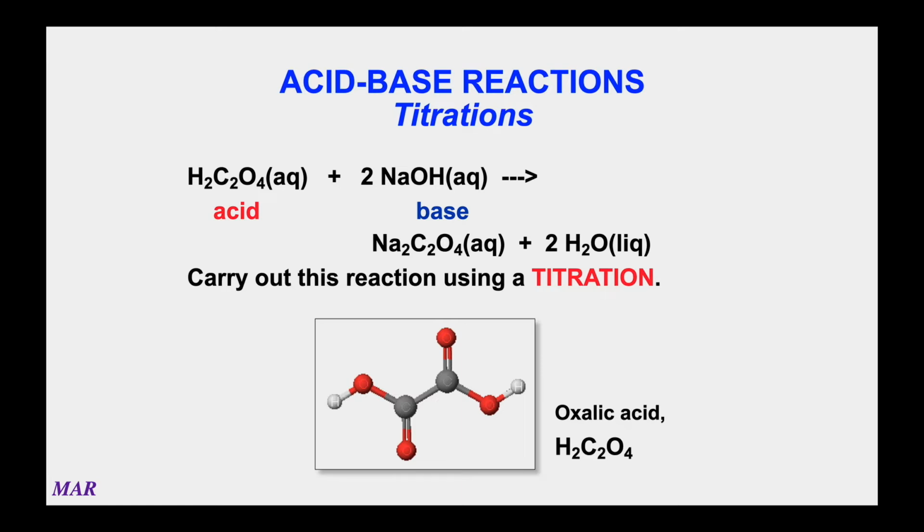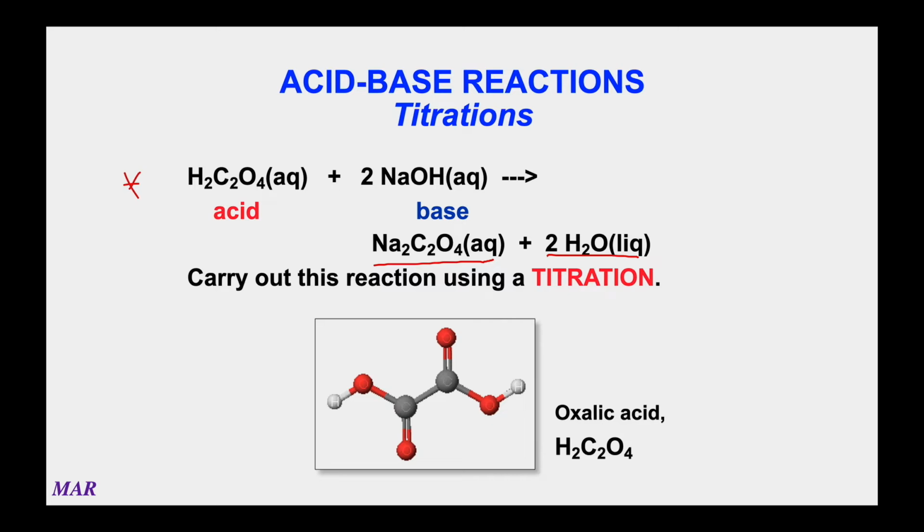Let's look at this reaction right here. This is an acid-base reaction, which we talked about earlier in this section. The acid is oxalic acid, H2C2O4. It's reacting with the base, sodium hydroxide. Notice that water is created, and you also end up with a salt, and this salt is sodium oxalate. You don't need to know that name, but that's what it is.